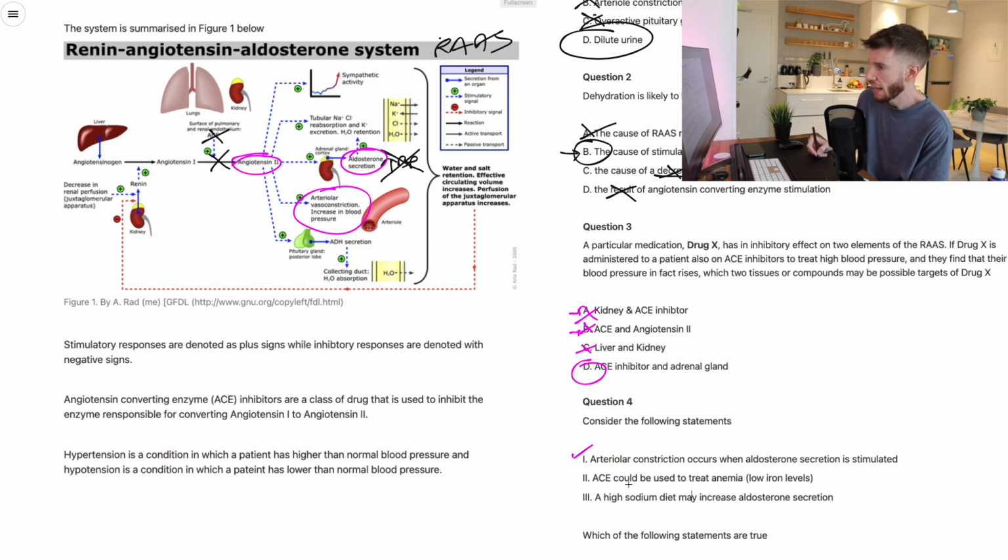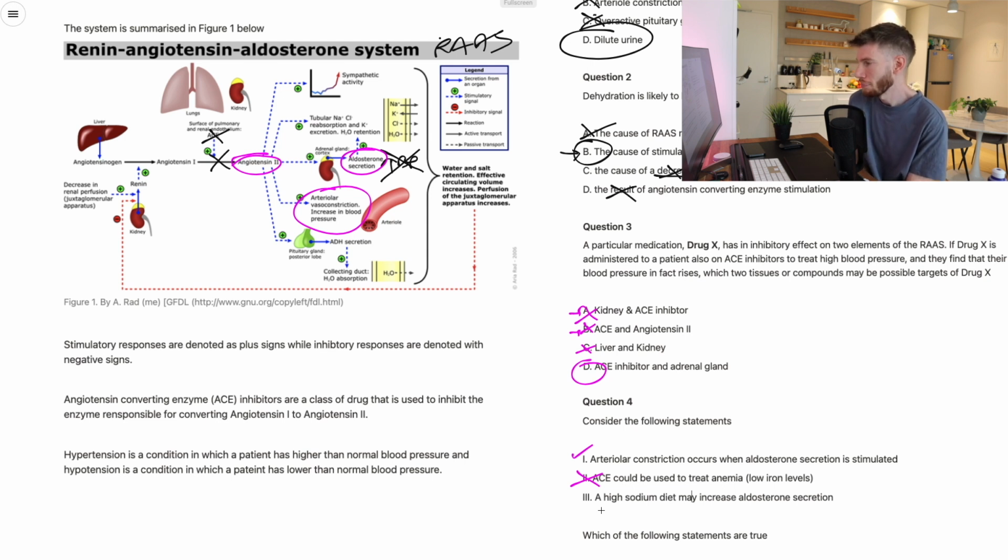The next one says ACE could be used to treat anemia or low iron levels. If we look at this here, there's nothing mentioning iron. Yes, iron is a mineral or a metal in the blood, but it is not considered one of our key electrolytes that are being mentioned here in terms of water balance. And so that one would be false. Again, you may know something that I don't know about iron relating to water retention, but given there's no information in the question that would give us that, it would be irrelevant information.